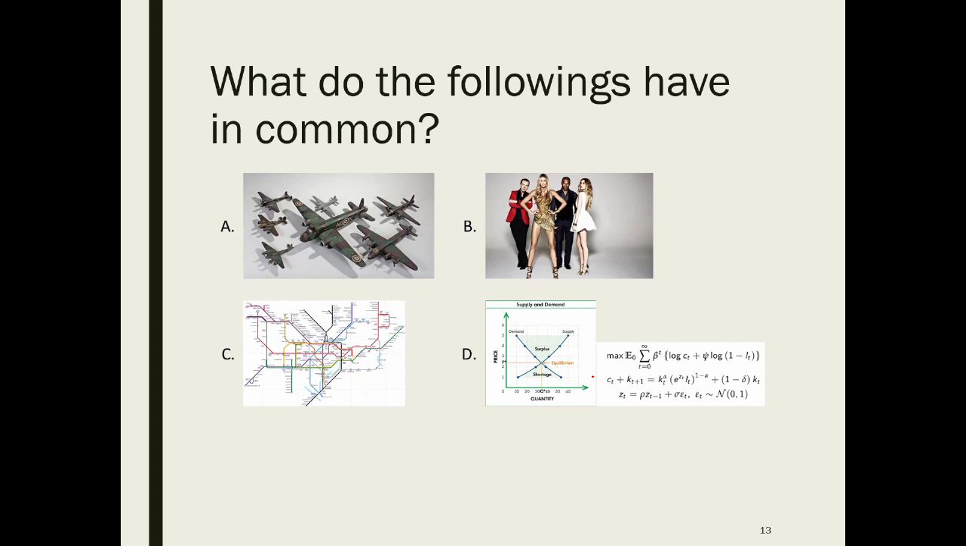Figure A is some toy aeroplanes or model planes. Figure B is some fashion models. Figure C is the map of London Underground. And figure D, as you can tell, is economic models. Yes, you may already see that the common thing of the 4 figures is that they are all models in some sense. But they are so different, why do we call them models? What is a model anyway?